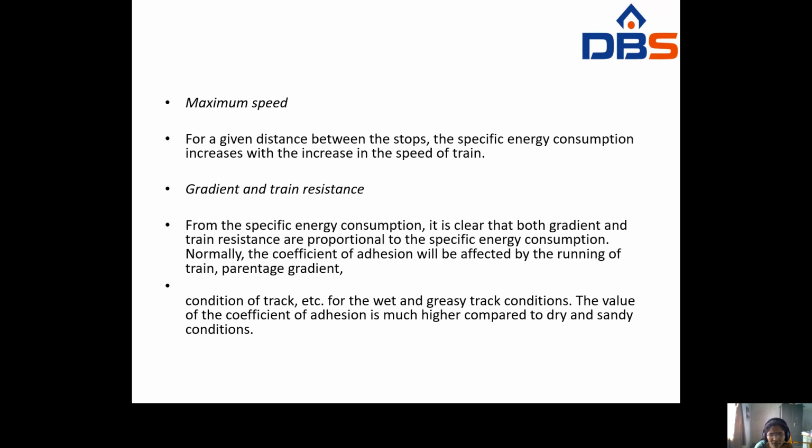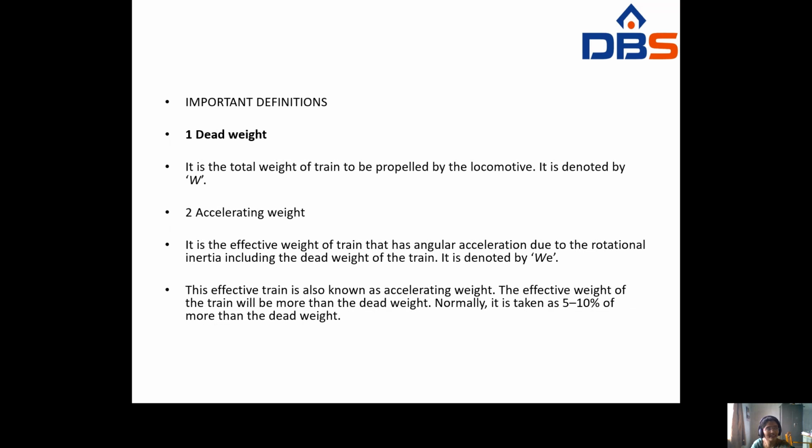Normally, the coefficient of adhesion will be affected by the running of the train and the condition of the track. For wet and greasy track conditions, the value of the coefficient of adhesion is much higher compared to dry and sandy conditions. So whenever the track is greasy, the coefficient of adhesion is higher when compared to dry and sandy conditions. So that's why the specific energy consumption is proportional to the gradient and train resistance. These are the factors that affect the specific energy consumption.